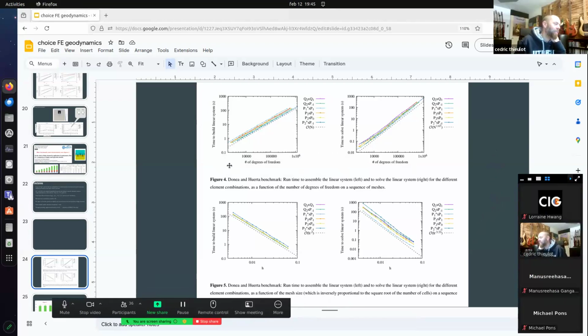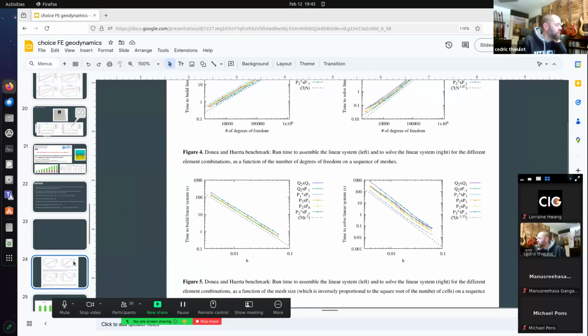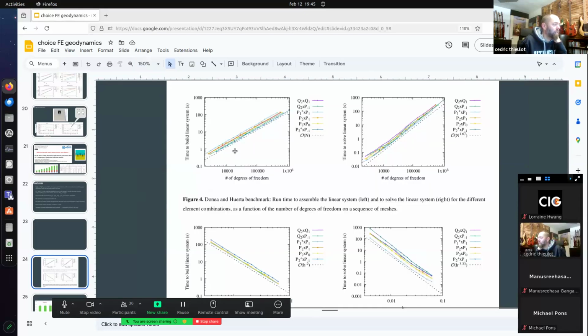So on the left is the time to build the linear system, and on the right is the time to solve the linear system. Although on the right, I'm using a direct solver, so it's not really that exciting. On the left is the time to build the matrix, and you see that they all pretty much fall on the same line. There's not a huge difference.